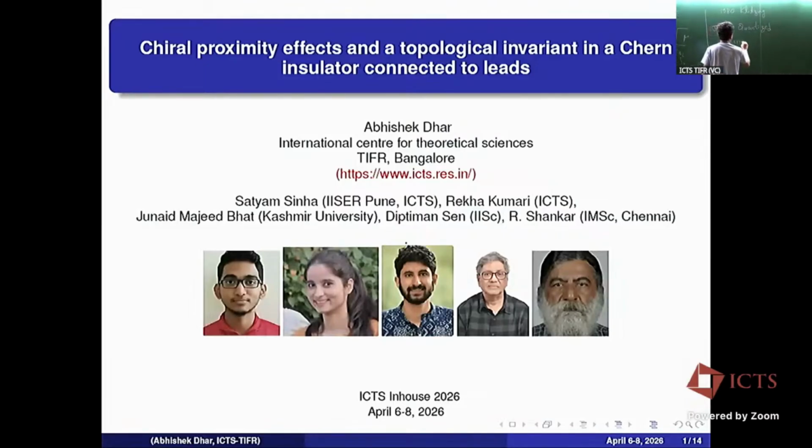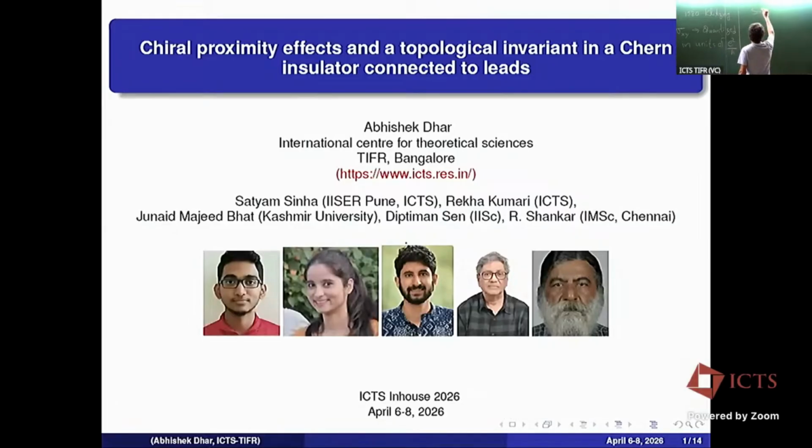It is quantized in units of e squared by h. This is basically free, non-interacting electrons, and you need a magnetic field. But afterwards, people discovered that even without a magnetic field, you can get this effect. This is called the anomalous quantum Hall effect. Basically, you need a system which breaks time reversal symmetry. I'll be mostly talking about this kind of system.